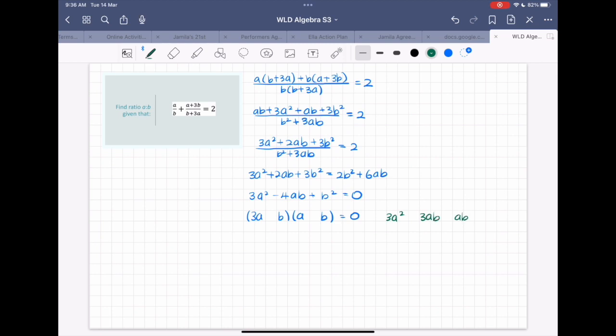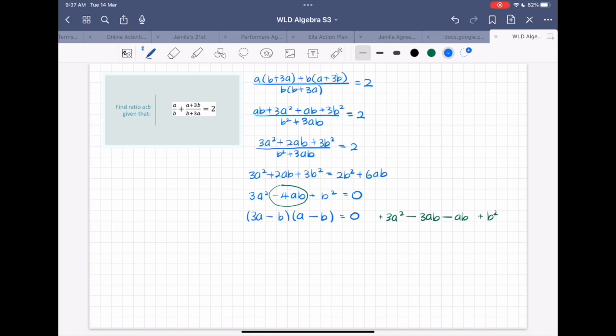So needless to say, 3a squared and b squared are positive. And to get this negative 4b, we need the minuses in front of these signs. And so to complete our factorized equation, we want these minuses here. And so now we have this equation where this quadratic is equal to 0.